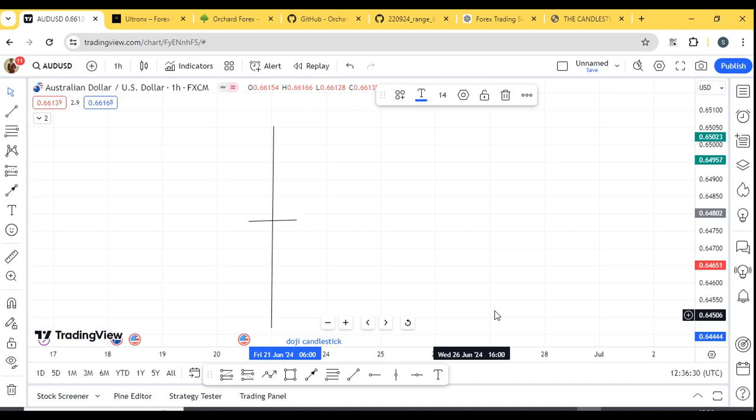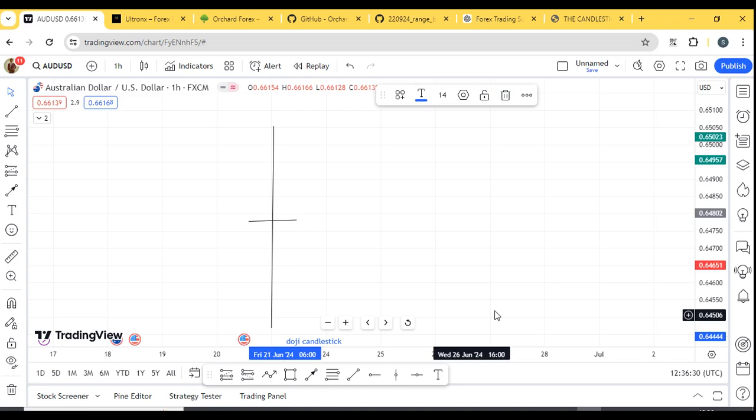Let's move forward and talk about the next candle. Now we have another candle which we call the gravestone candlestick. This is a gravestone candlestick. A gravestone is just the inverse of the dragonfly candlestick.